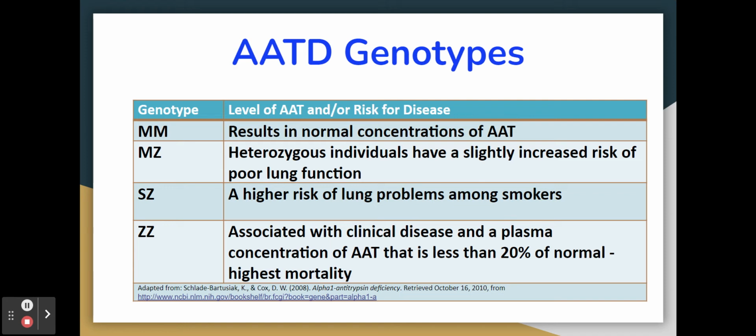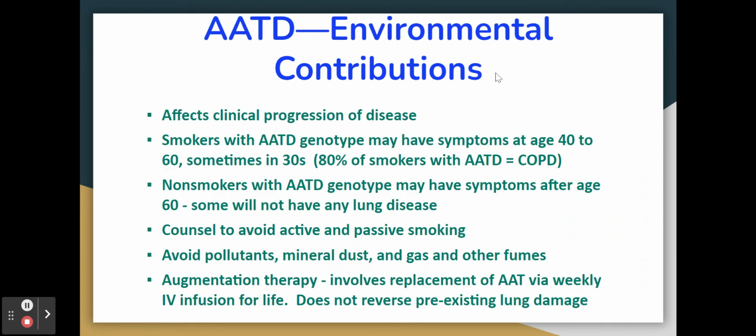SZ, you have 2 abnormal alleles, but they're not the same ones. You have a higher risk of lung problems if you're a smoker. You should make enough AAT from your S allele, but it won't be as good as MZ or MM. And if you have ZZ, this is the worst. This is associated with clinical disease and really low levels of AAT. You have the highest mortality from this, the earliest onset, and the more severe progression of disease.